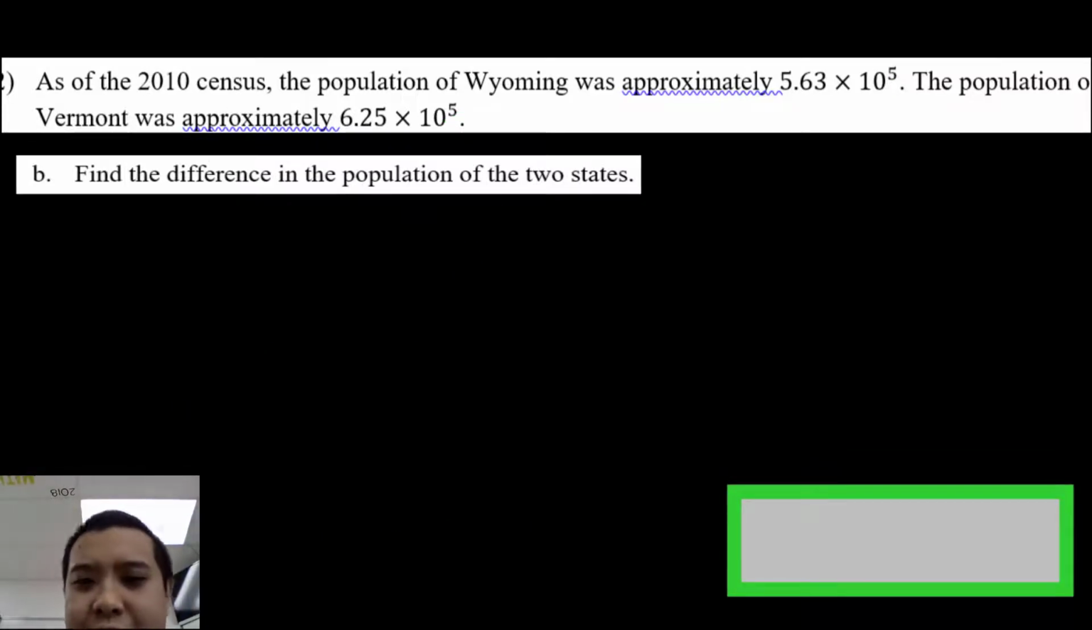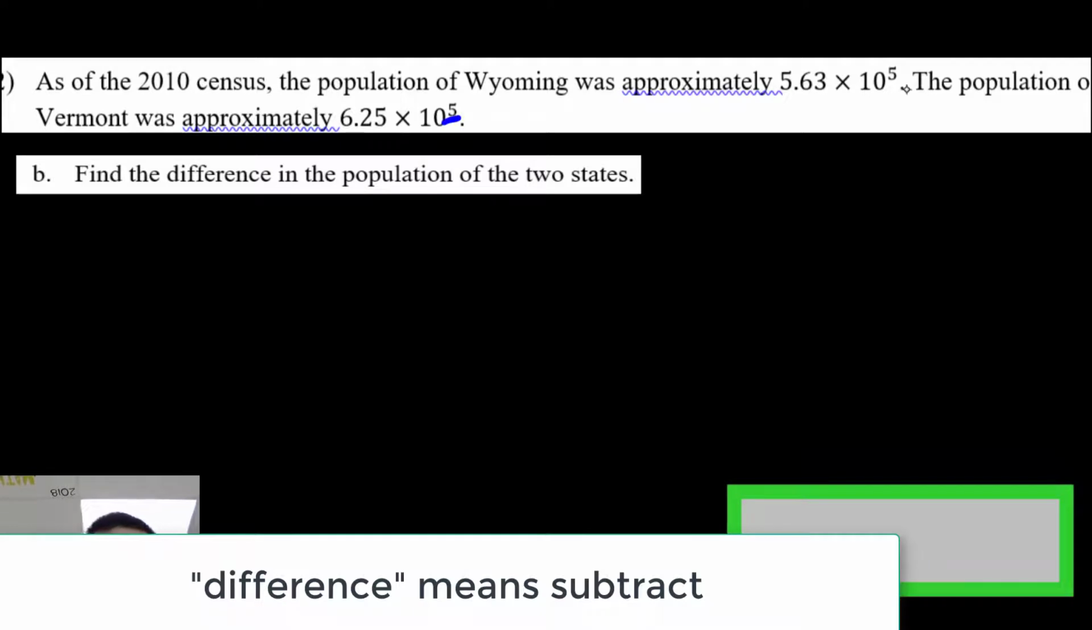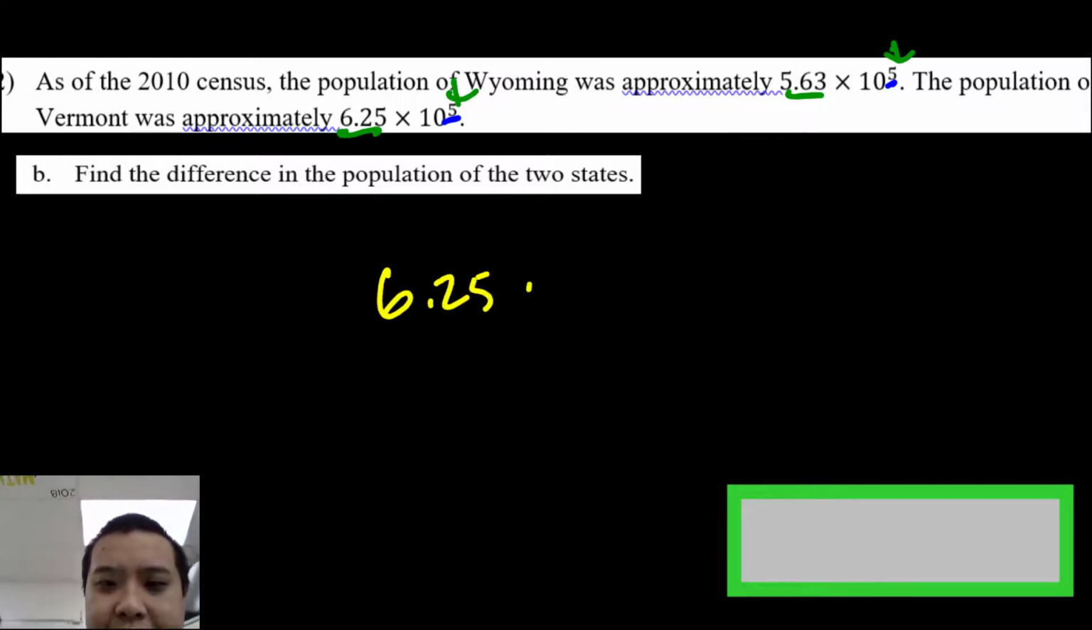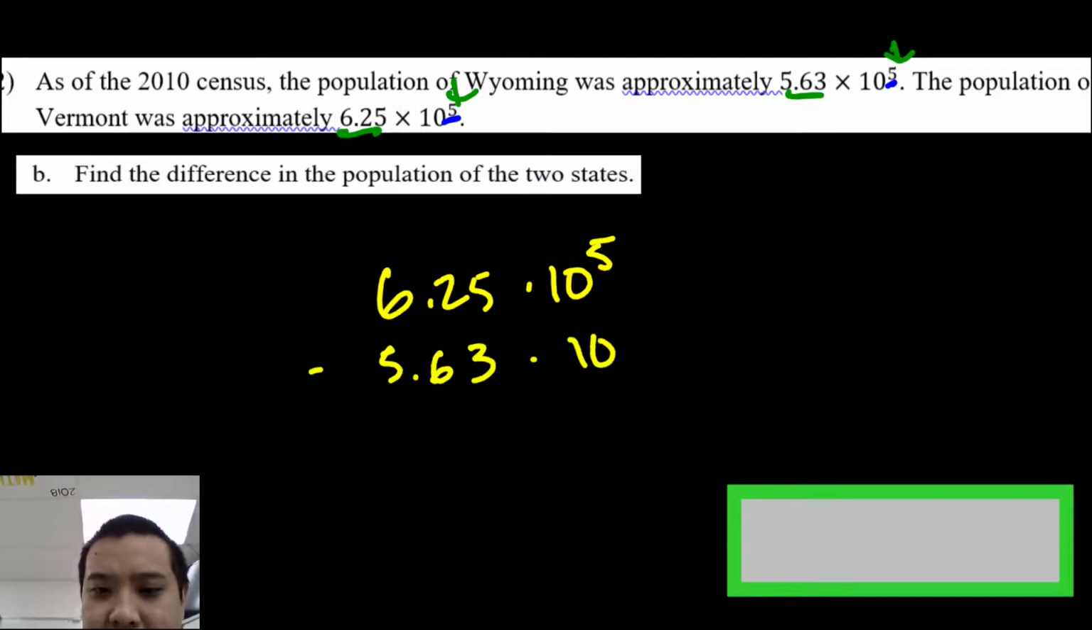Part B, it says find the difference between these two states. Now, in order to find the difference, we are still going to be able to do this because they have the same exponent. However, we need to figure out which one is larger. Vermont has the larger coefficient, and they have the same exponent, so therefore we are going to subtract 6.25 by 5.63. So we're going to do 6.25 times 10 to the 5th, subtract 5.63 times 10 to the 5th. All together, we're going to do subtraction.